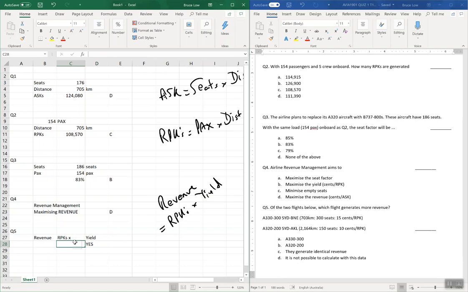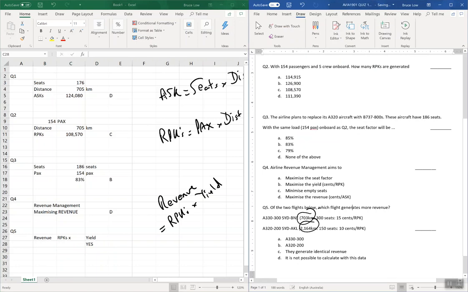To get RPKs, we need to know passengers times the distance. We're given the distance for both of these. And we're given seats, but we don't know the load factors, so we can't work out passengers. So therefore, D is the correct answer for that one, because we don't have load factor. We wouldn't be able to work that answer out without the load factor.